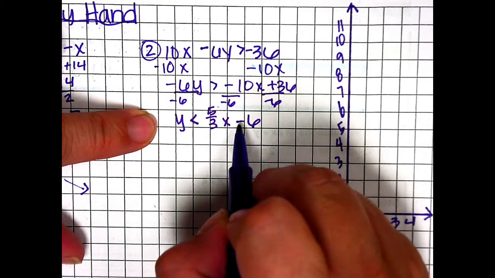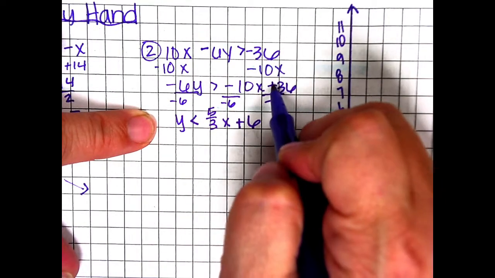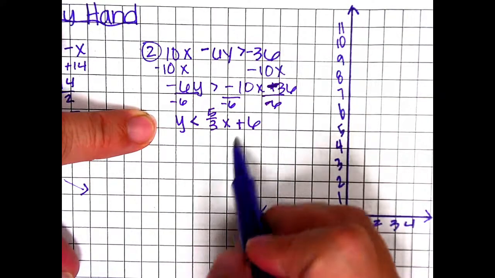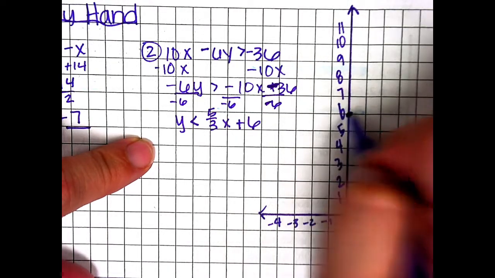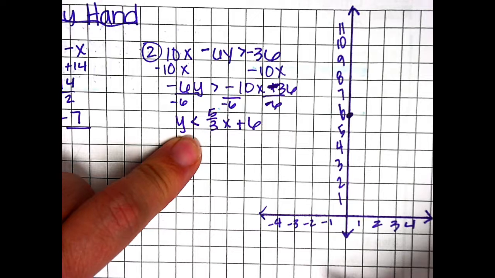Oh, sorry, plus 6. This was subtract 36, not plus. Sorry, so I had two negatives that make a positive. So start at positive 6. It's going to be a dashed line.